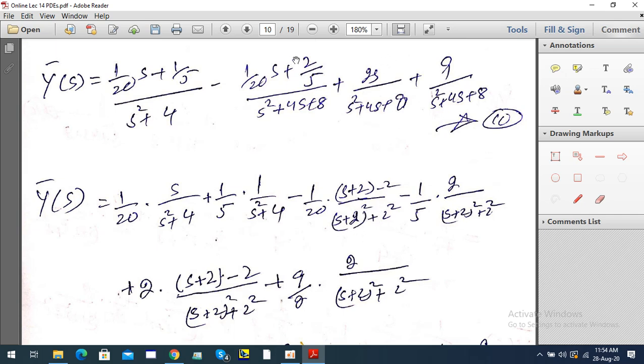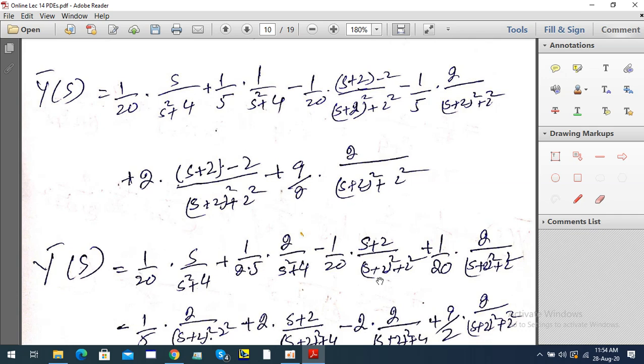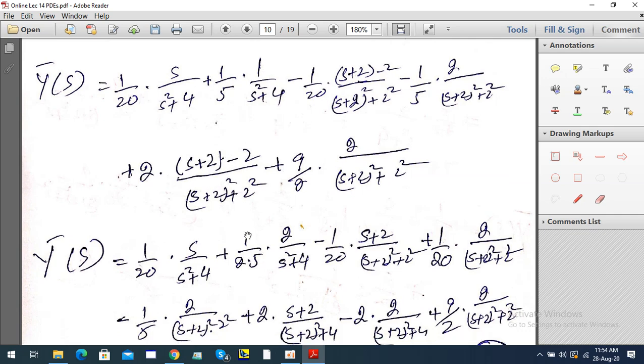So this 2 is from this one and this 2 is now here. 2 into s plus 2 minus 2 by this, plus 9 by 2. I have just divided and multiplied by 2 here because I need this. This now becomes a formula for the Laplace inverse. Before it was nothing, but when we multiply and divide, it becomes a formula. And this one becomes just like the shifting property.